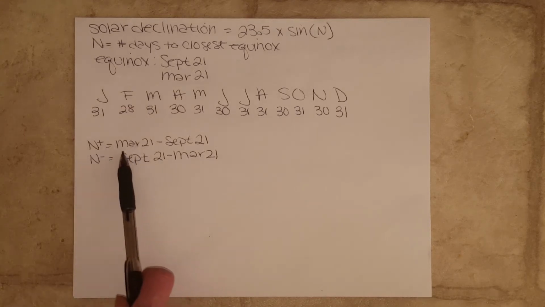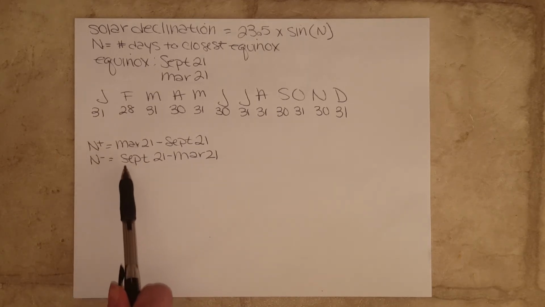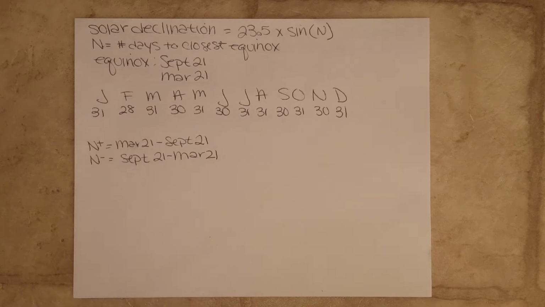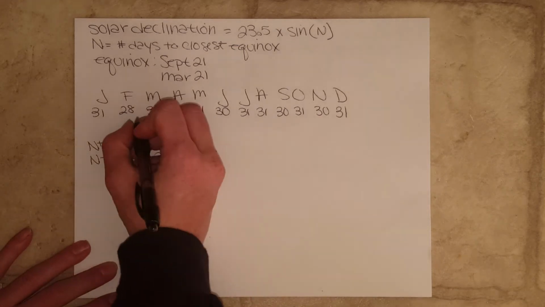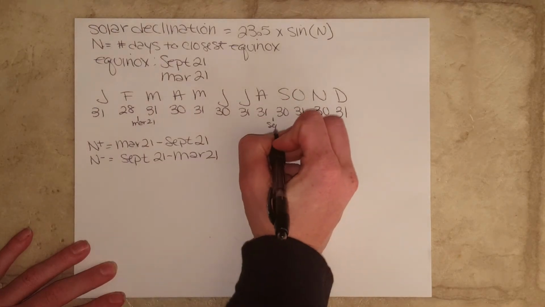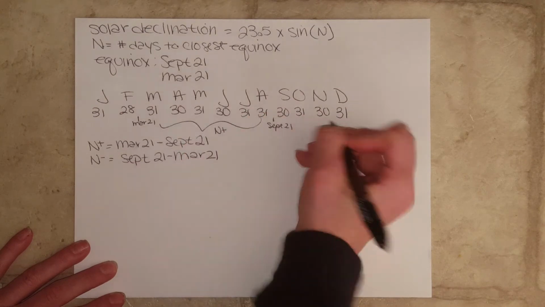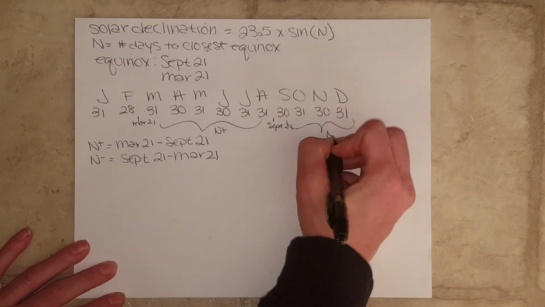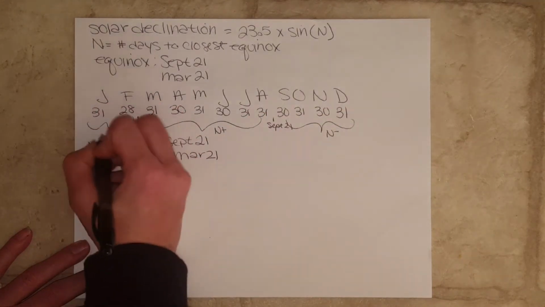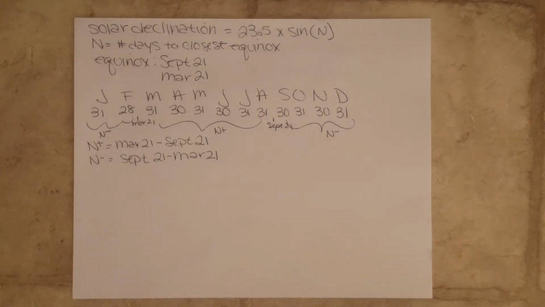So n is positive on any day that falls between March 21st and September 21st, and will be negative on any day that falls between September 21st and March 21st. And so I typically draw my little diagram, just to give me an extra visual, and say, okay, n is positive here, n is going to be negative here, and n will be negative here. And again, all of this is just to give me a little reminder.